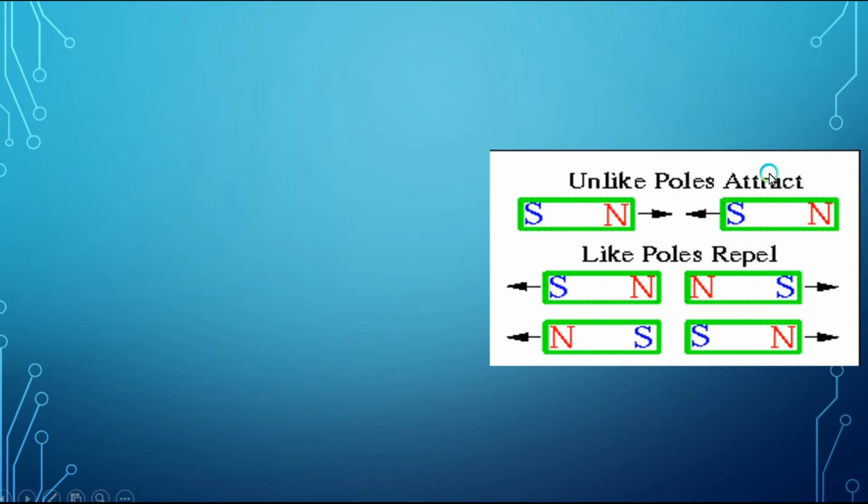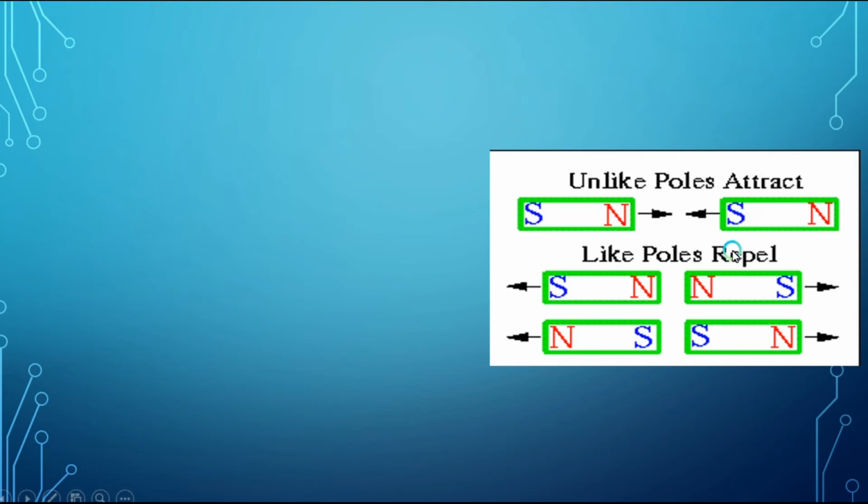When will it form the attraction and when will it form the repulsion? Attraction will form when we have, as I said before, N is north and S is south. When we have two different kinds of pole, the north and the south, that is called unlike pole. Unlike pole is not the same kind of pole, N and S. So N and S will attract. Also, S and N will attract.